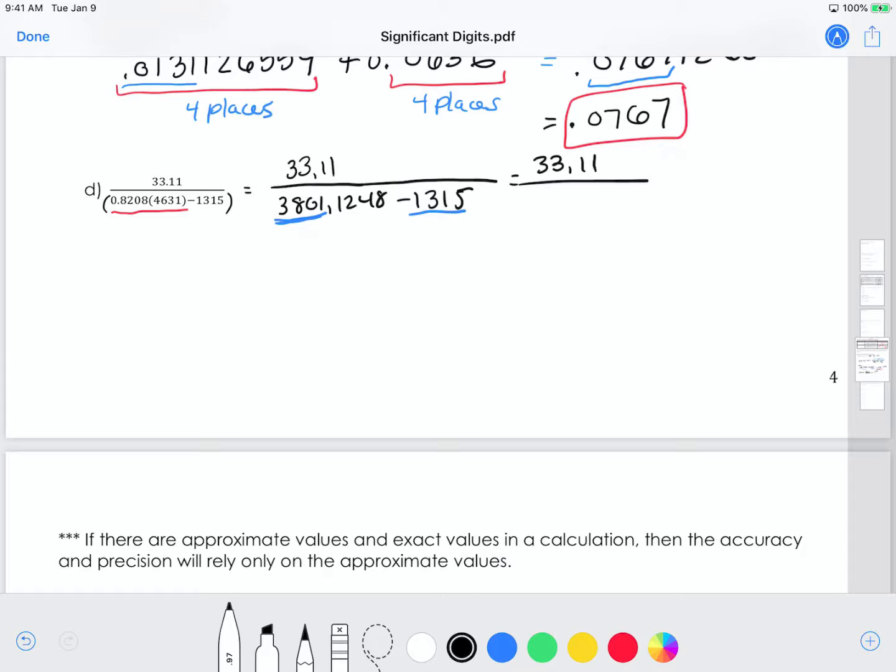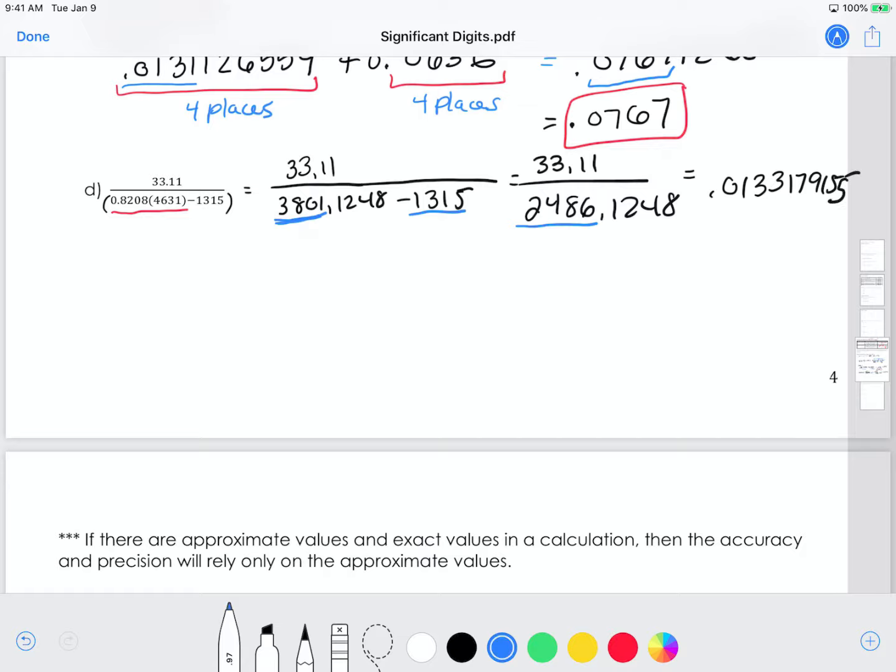I'm going to carry over all the numbers, but I'm going to wait till the end to actually round it. Okay, so I would have no decimal places in this number. My last thing is I'm going to take the 33.11 and I'm going to divide by 2,486.1248. That's going to give me 0.01331791155.